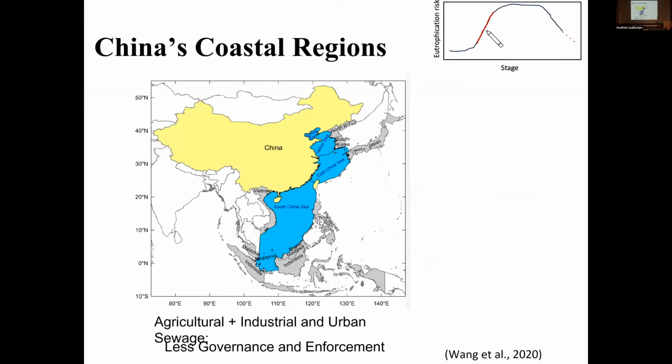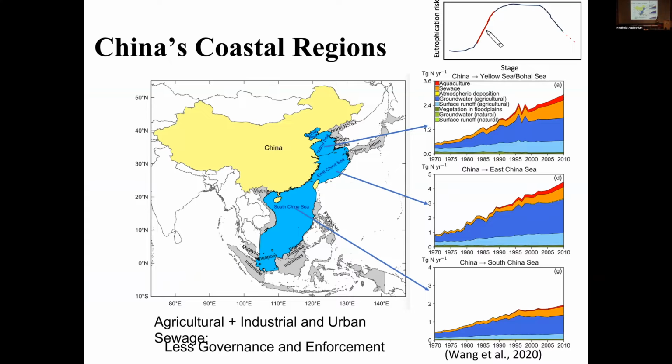So this map shows the Yellow Sea, East China Sea, and South China Sea, and here shows the nutrient loading to these three coastal regions from different sectors, with different colors representing different sectors. You can see clearly the nutrient loading to these coastal regions is still increasing for every single sector, because of the agricultural industry and urban streets, and also because of less governance and enforcement. I have to say that.